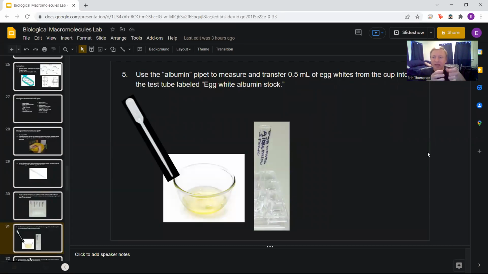So the next thing you're going to do is take the cup with our egg white. We're going to take our albumin graduated pipette and transfer about half of a milliliter of egg white into that stock test tube. Again, if you don't have all of the test tubes, it's probably okay to use a separate cup. You'll also notice there are markings on the side of each of those pipettes, so you can use those to estimate about half of an ml of your egg whites. This is not as good as the graduated cylinder, but an estimate here is just fine.